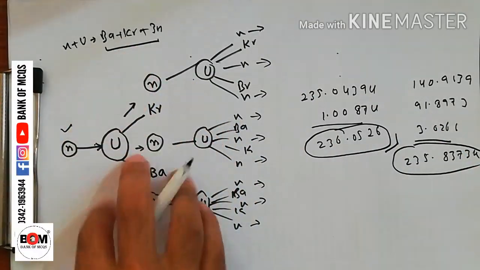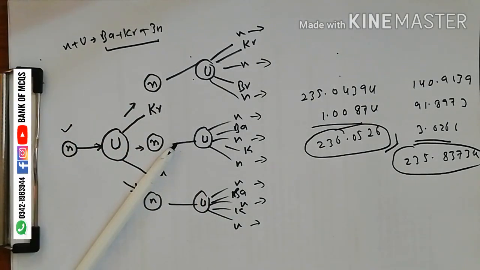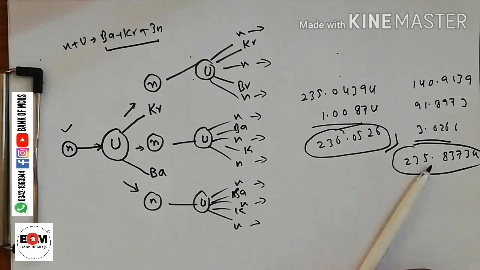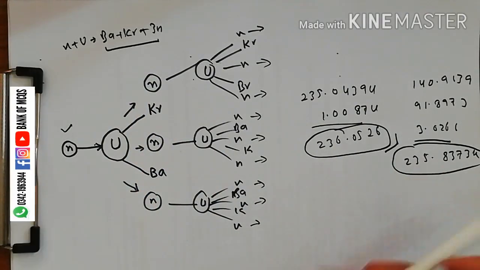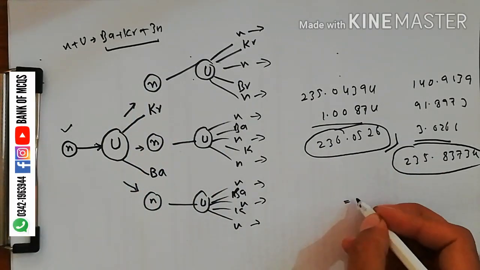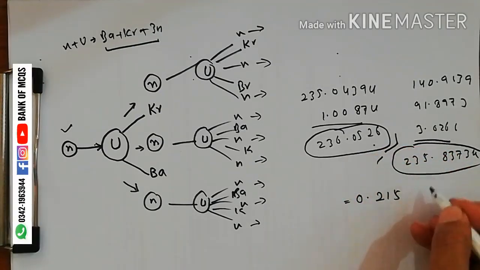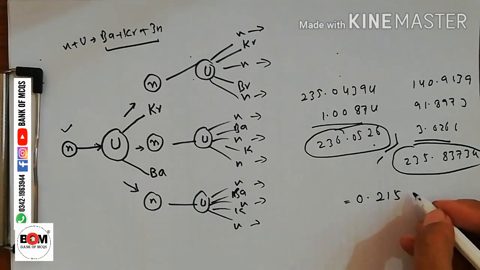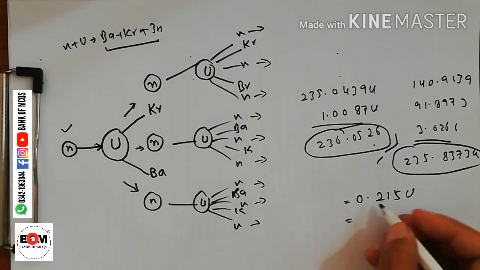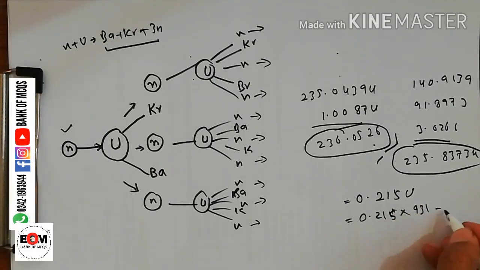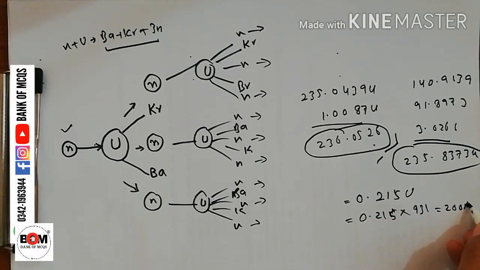According to the law of conservation of energy, mass can neither be created nor destroyed. So where did that mass go? This mass is converted into energy. Now the difference in mass is 0.215 U. Converting into mega electron volts, we multiply it by 931, so our result is 200 mega electron volts.